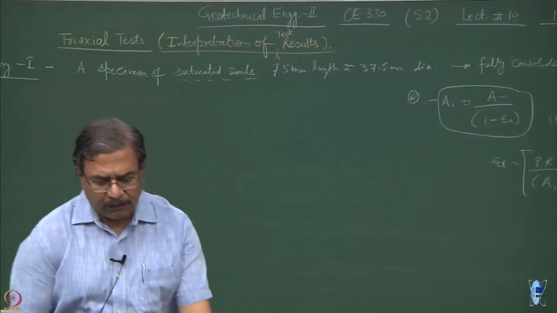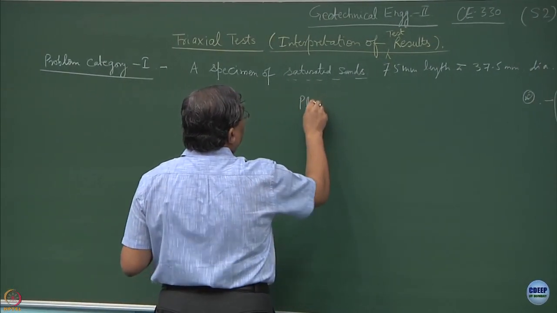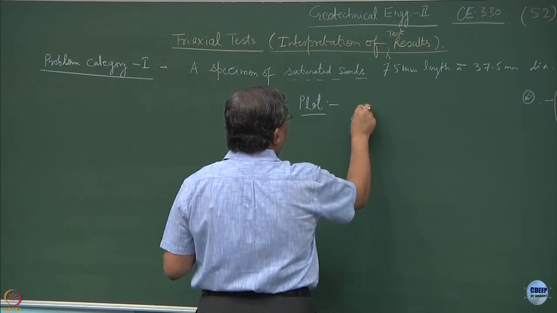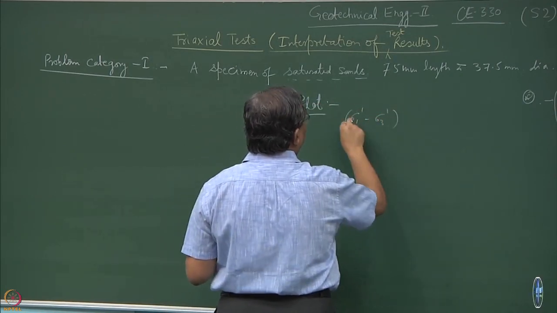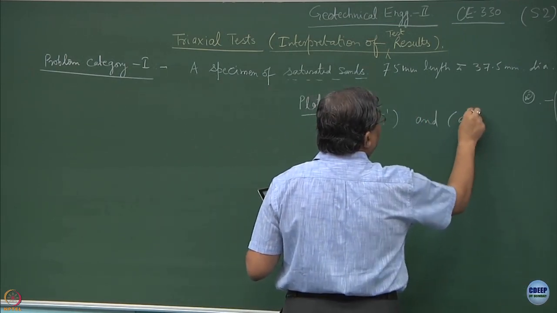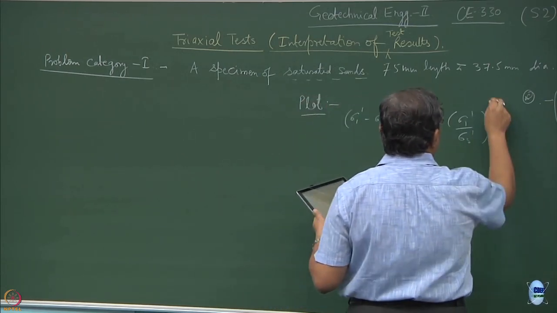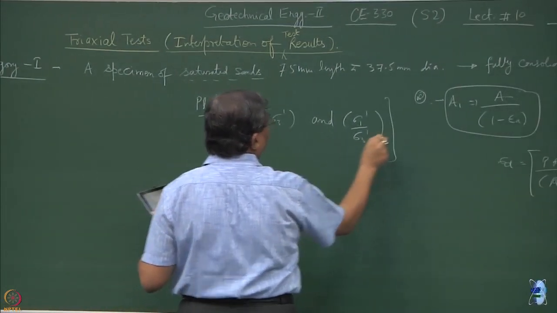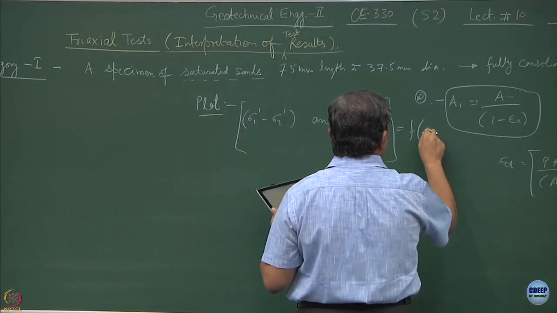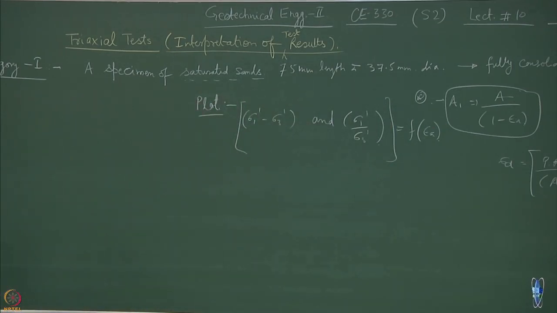Now, in this question what you are supposed to do is you plot sigma 1 prime minus sigma 3 prime and sigma 1 prime over sigma 3 prime as a function of axial strain. That you can do now, alright.